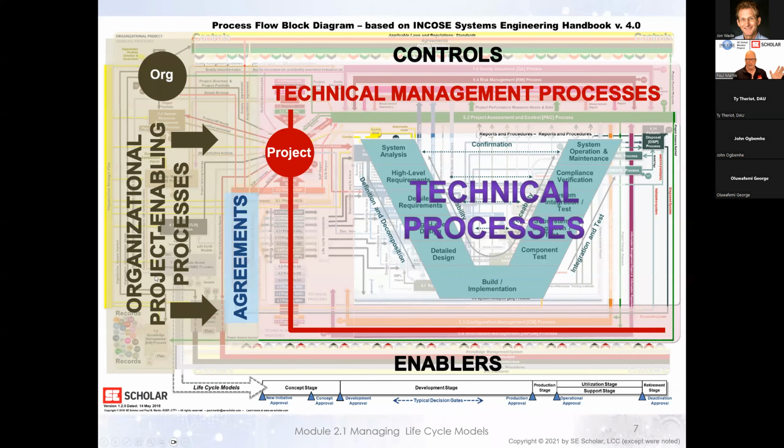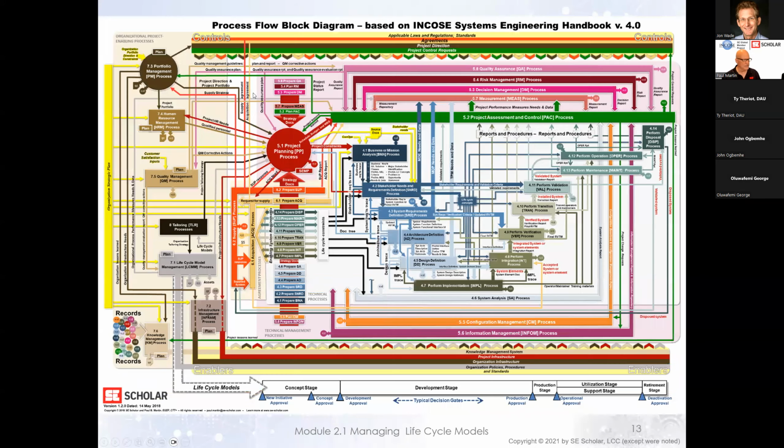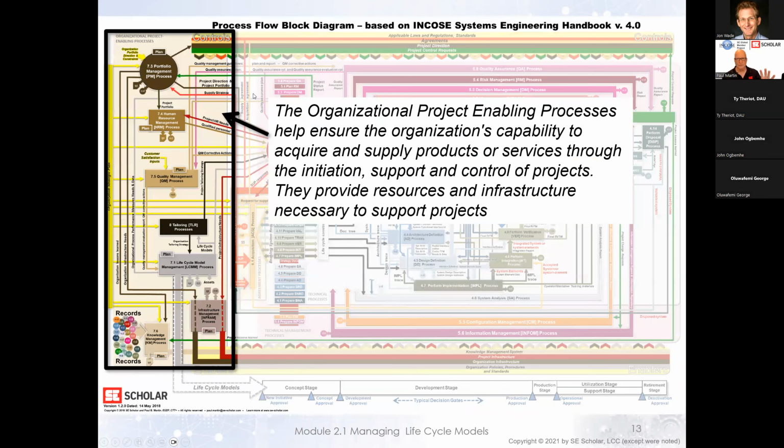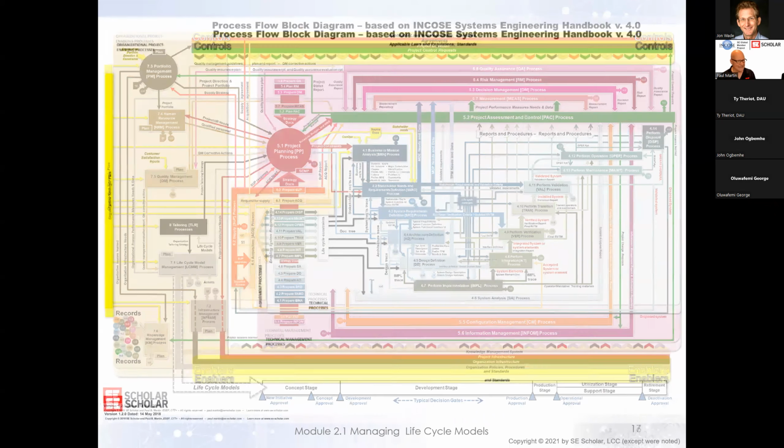One of the things I make clear is that these technical processes that us system engineers love doing can only occur within a project, because an agreement has been made between 2 organizations. That's an important concept and context that I wanted to bring out to you. The organizational processes are what we cover, and again, they provide those resources and infrastructures to support the projects. So that's kind of where I'm at.